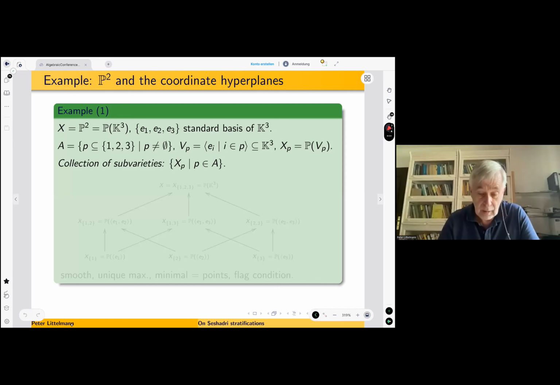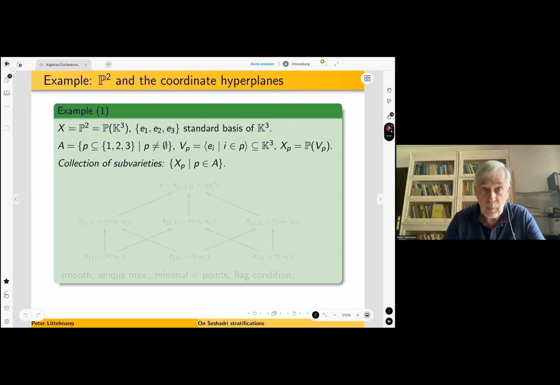Okay, so let's look at an example. Let's start with something simple. I take P2 and the corresponding hyperplanes. Or in other words, I take X as my P2, I fix the standard basis of K3. My indexing set here is the set of all subsets of 1, 2, and 3 which are not empty. And to such a subset, I associate the coordinate plane or just the line, which is generated by all basis vectors such that the index is an element in P. And as subvariety, I take the corresponding projective space over this.